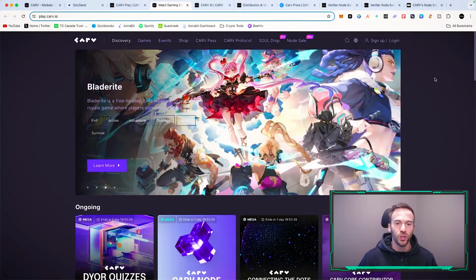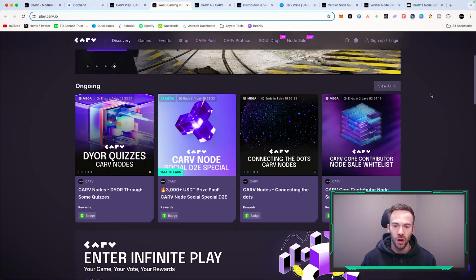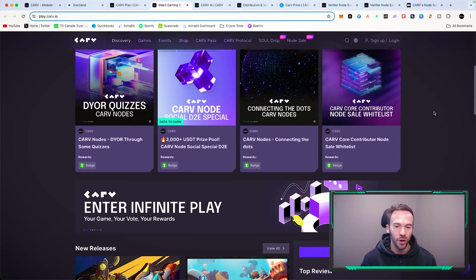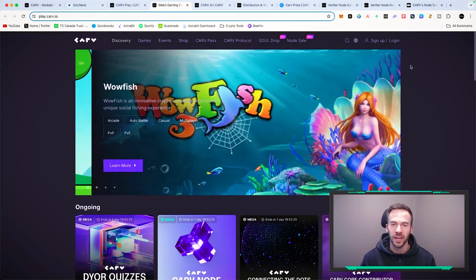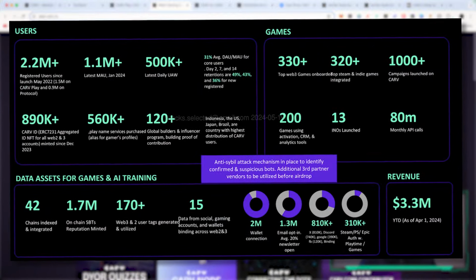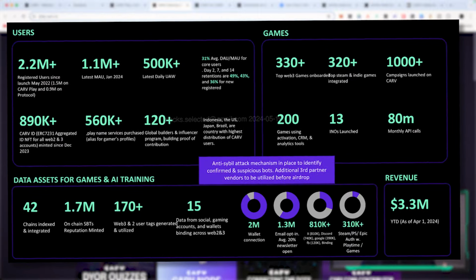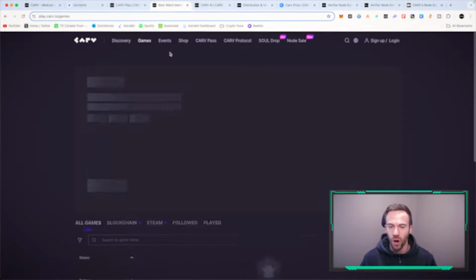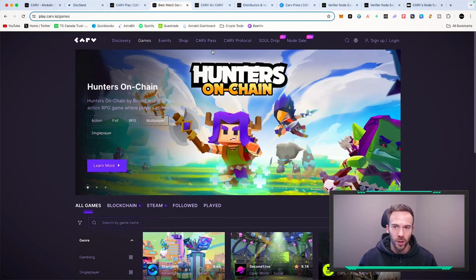Now, if we take a closer look at Carv Play on the website, you do see all of the ongoing missions that you can get and earn badges, earn different NFTs. You also are able to create your own account, and this serves as your profile on Carv. They have over 900,000 unique users that have created one of these IDs, the Carv IDs, as they call them. You can go on to the different games that are obviously affiliated with Carv, the events, the shop, and so much more. So that in itself is Carv Play.